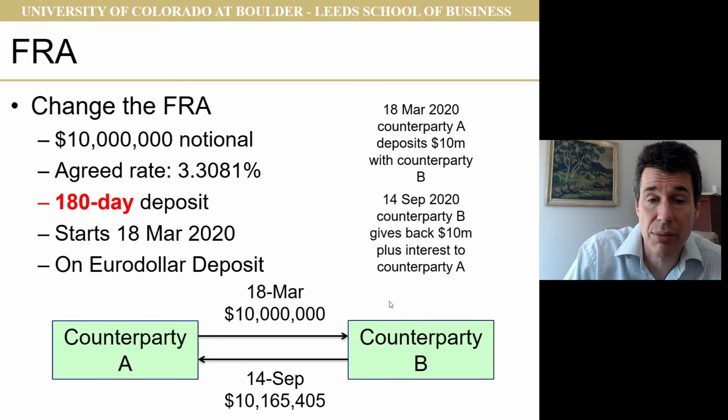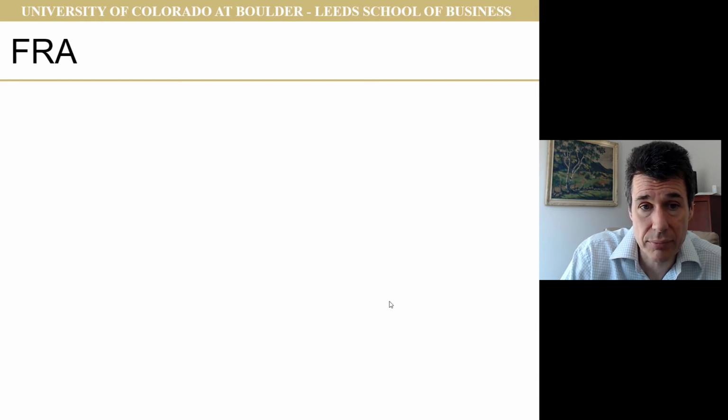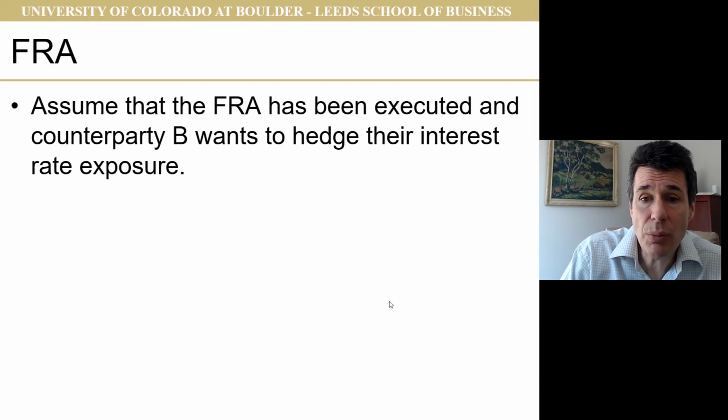$10,165,405. Again, 3.3081, it's actual over 360 rate. Now assume the FRA has been executed, counterparty B wants to hedge their interest rate exposure.